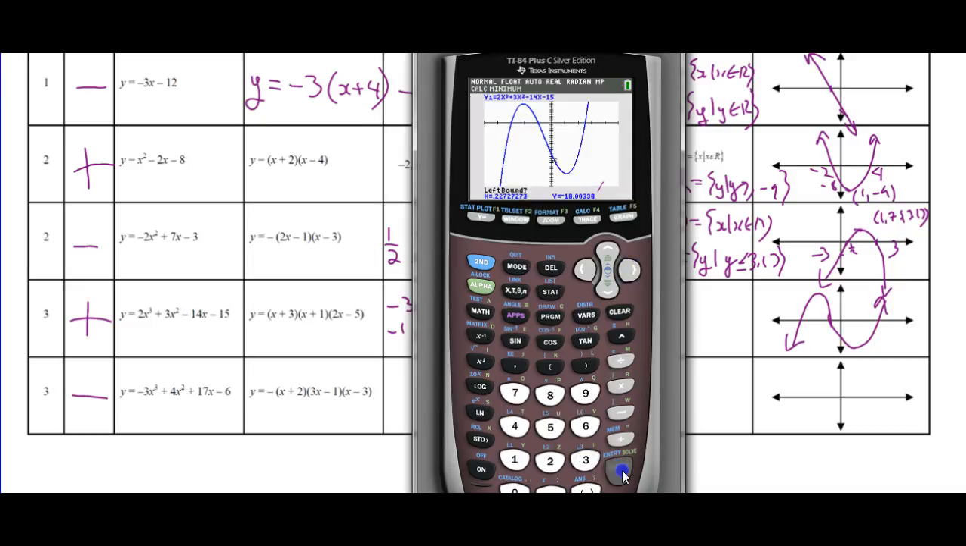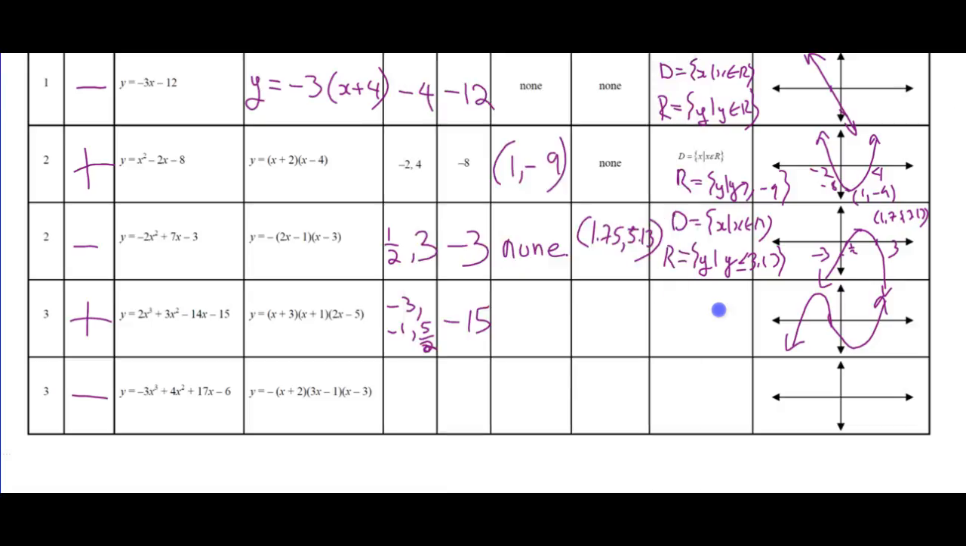Okay. To the left, enter. To the right, enter. Enter. 1 point, is that an 8? 1.11 and negative 24.11. Okay, and this is the minimum: 1.11, negative 24.11.